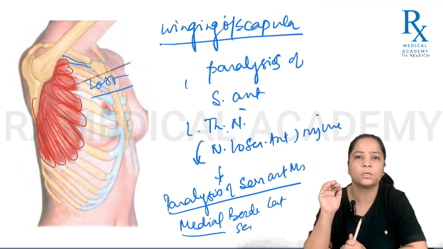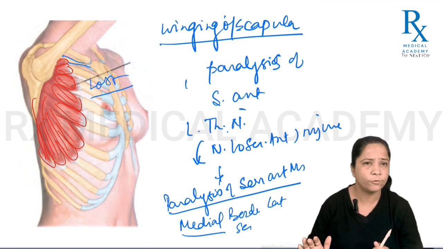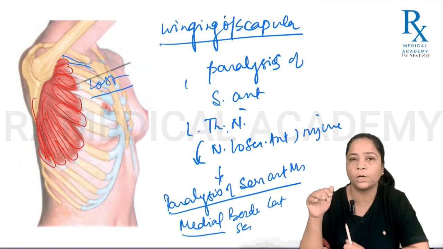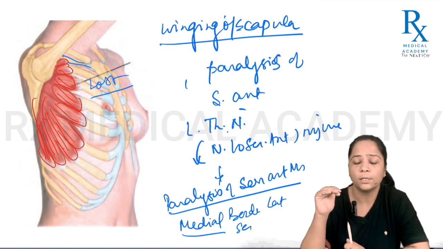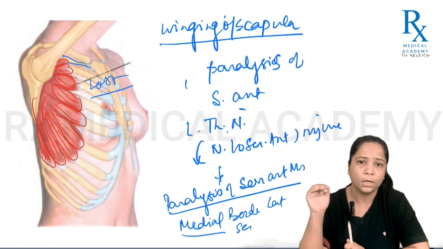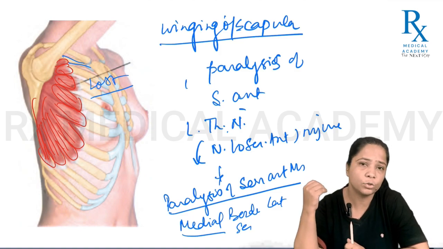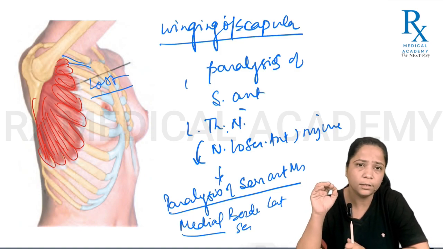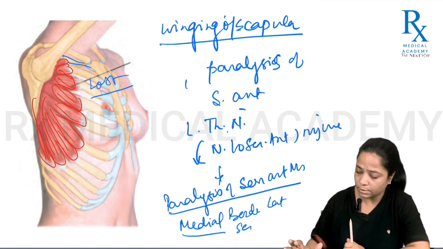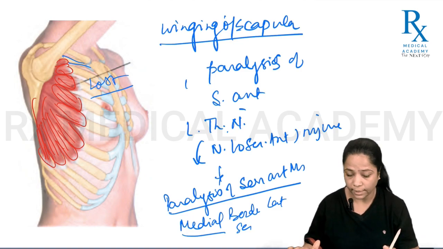So they often frame one important MCQ about the winging of scapula. Which nerve is injured in case of winging of scapula? Then your answer will be the long thoracic nerve, or nerve to serratus anterior. In other words, they ask which muscle is paralyzed in case of winging of scapula, and then your answer will be serratus anterior muscle. So this is some important feature, the origin, insertion, nerve supply, and the action of the serratus anterior muscle.